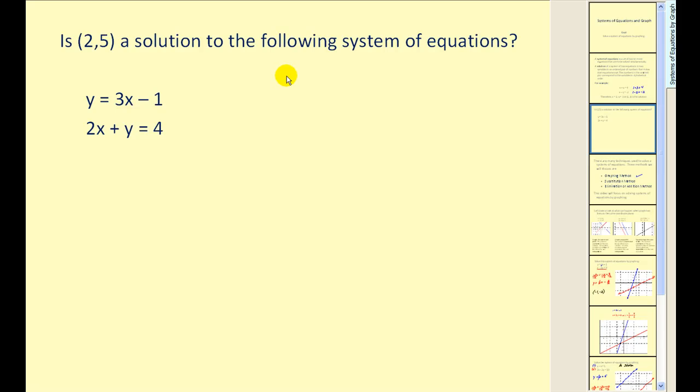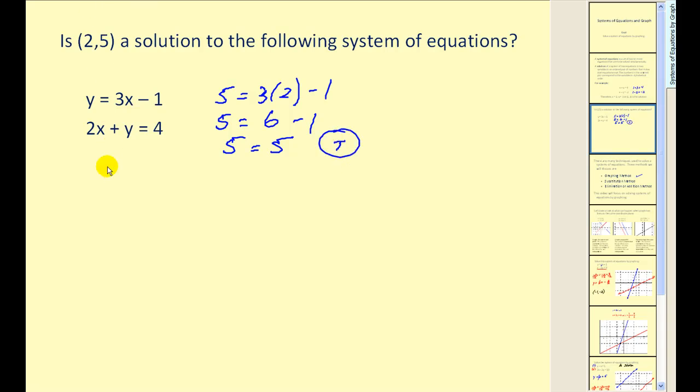So if we are posed with the question, is (2, 5) a solution to the following system of equations, we have to make sure when x equals 2 and y equals 5 that it satisfies both equations, not just one. So if we take a look at the first equation, we'll replace y with 5 and x with 2 and see if it's true. We would have 5 equals 6 minus 1, or 5 equals 5, which is true.